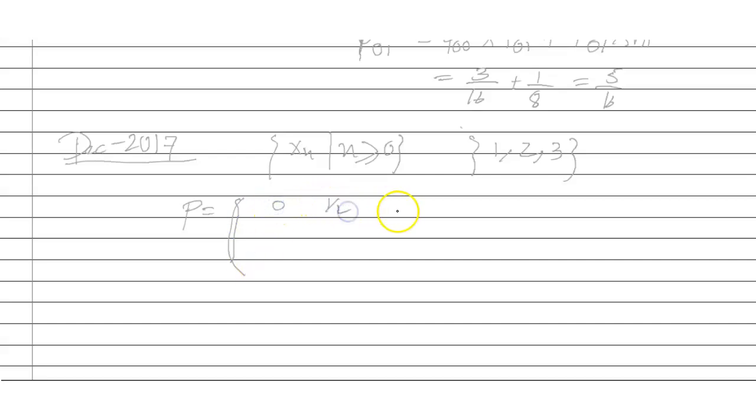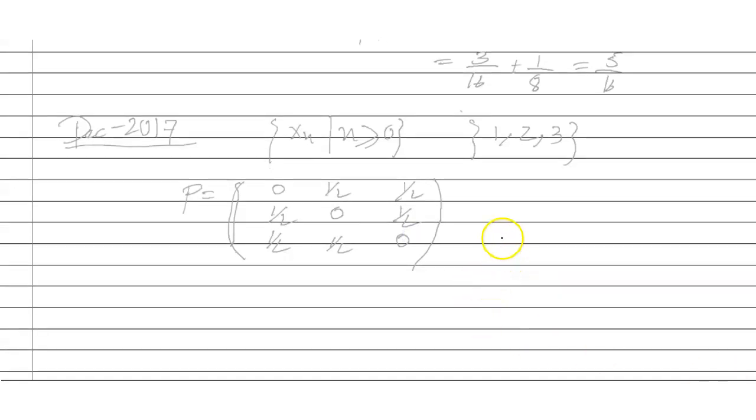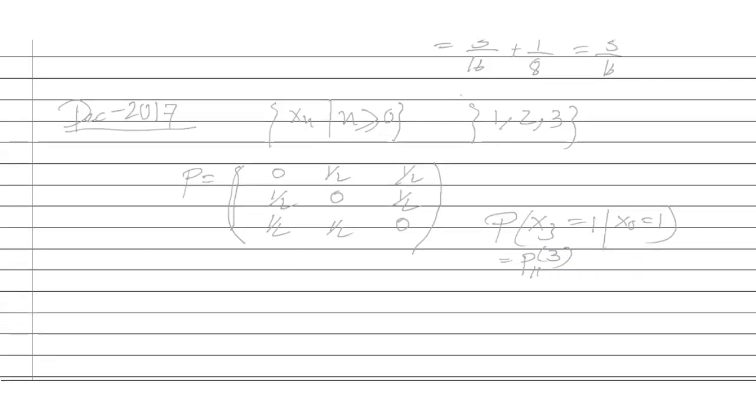0, half, half; half, 0, half; half, half, 0. So friends, how can I get this value? P(X3 = 1 given X0 = 1), I have to find out. This value is P113. This probability I have to find out from this matrix. So how can I get it, friends?